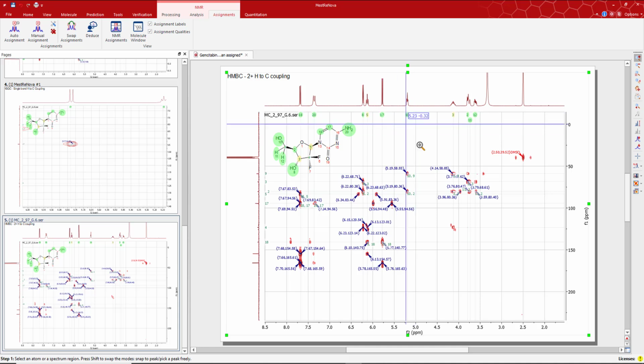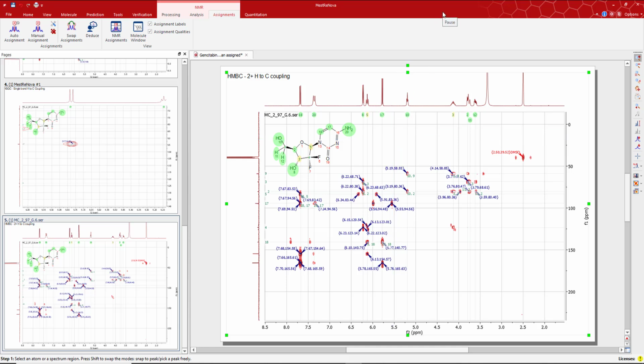So if I remember that 2 and 3 bond couplings are very common in the HMBC, I can't really use carbon 16 to tell the difference between protons 17 and 18. I can't use those to find 16 because proton number 17 is 1, 2 bonds away from 16. Proton 18 is going to be 1, 2, 3 bonds away. I would expect both of those to couple with carbon number 16.